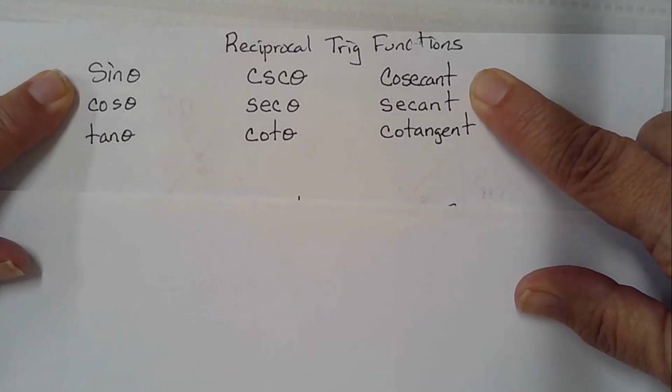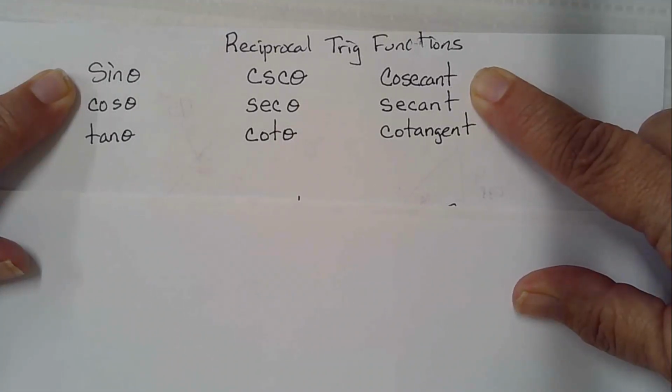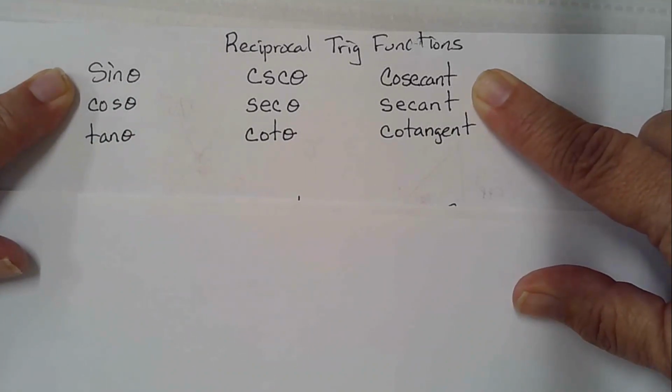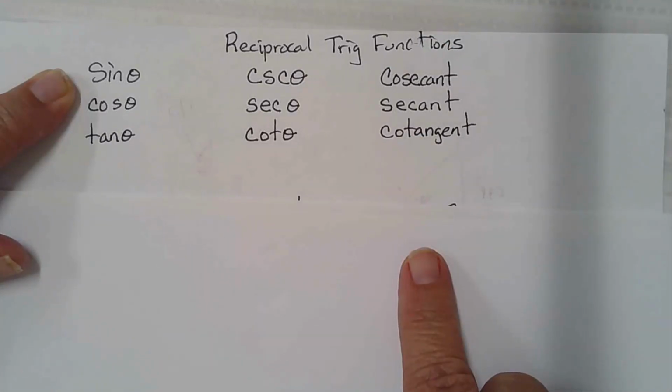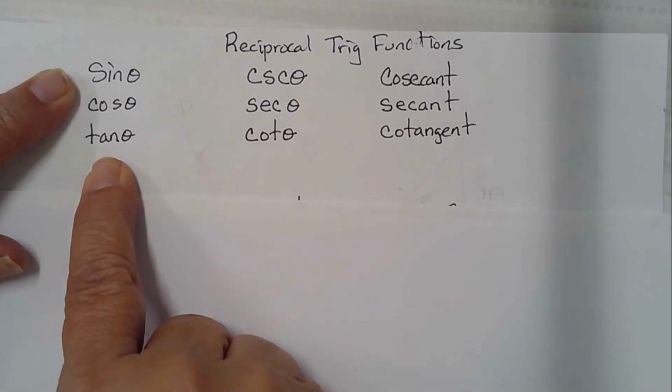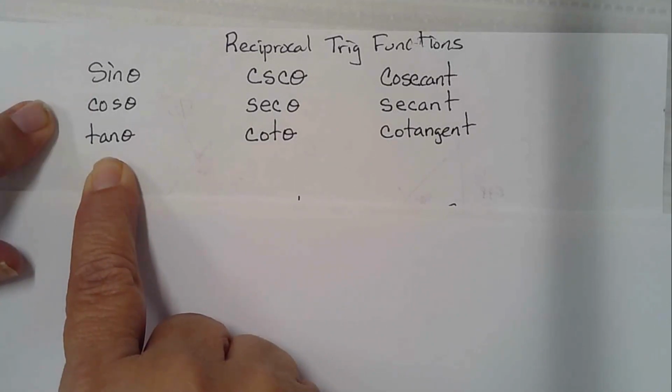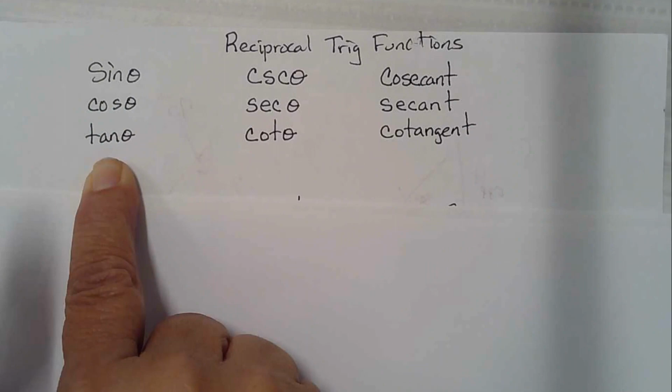My brain wants to put the C's together and the S's together, but that's just not the truth. Sine goes with cosecant and cosine goes with secant. So I always have to tell my brain the C's and the S's don't match up. It's the other way around. So I do not see any point in memorizing the fractions for these. I think all you should do is memorize these, sine, cosine, and tangent, SOHCAHTOA, and then do the reciprocal.